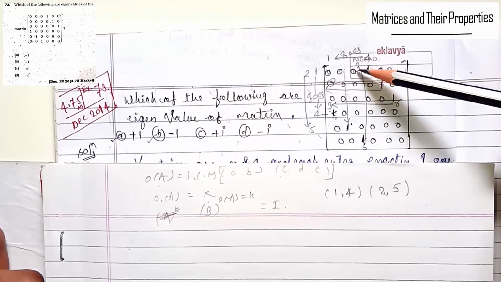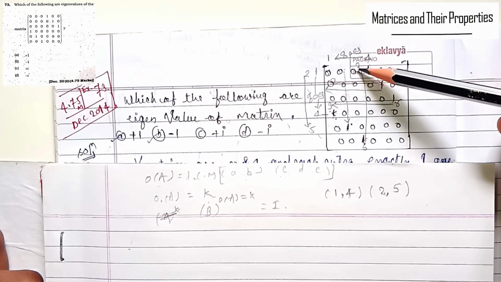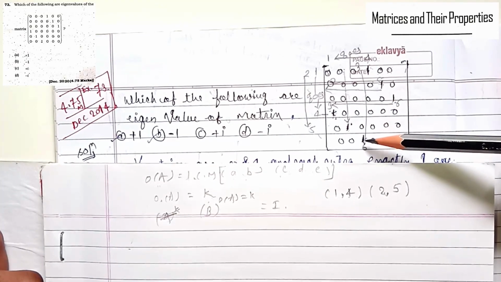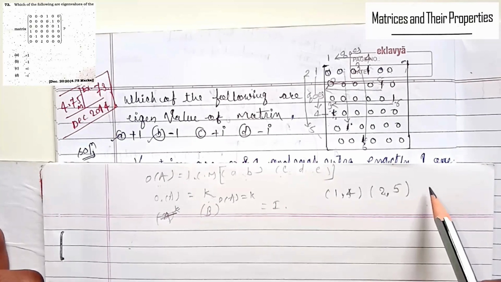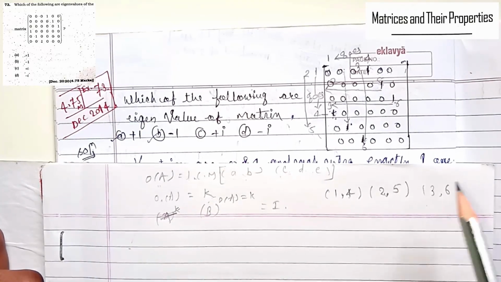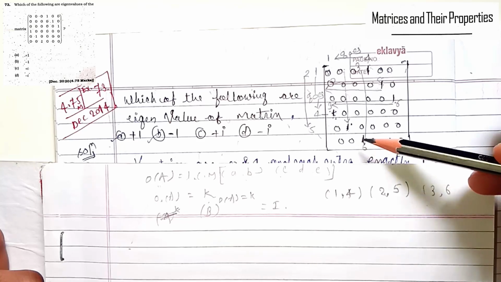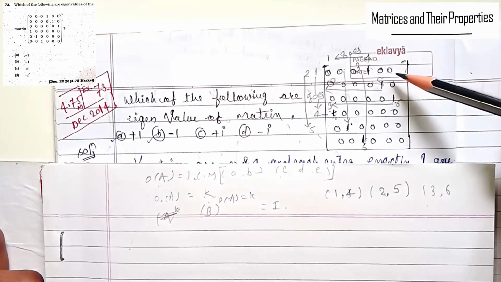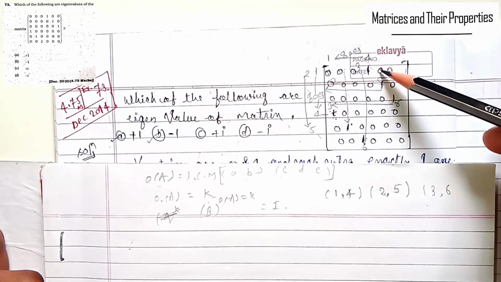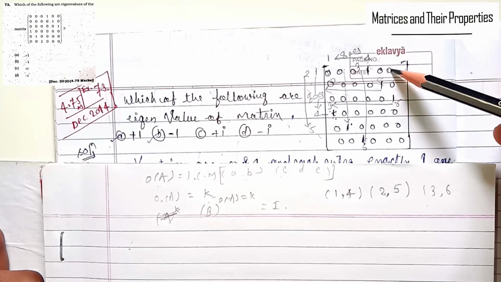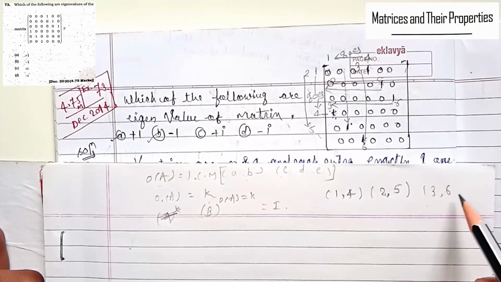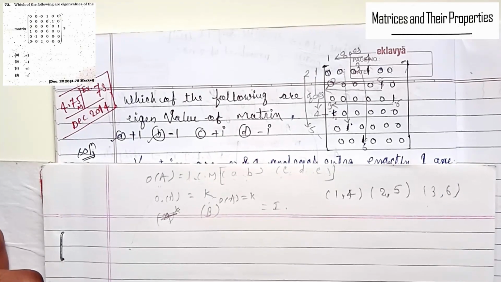Now let's check the third goes to sixth. Third column goes to sixth row. Now check where the sixth column is going: first, second, third, fourth, fifth, sixth. Sixth column goes to third row. So this one is also completed here.